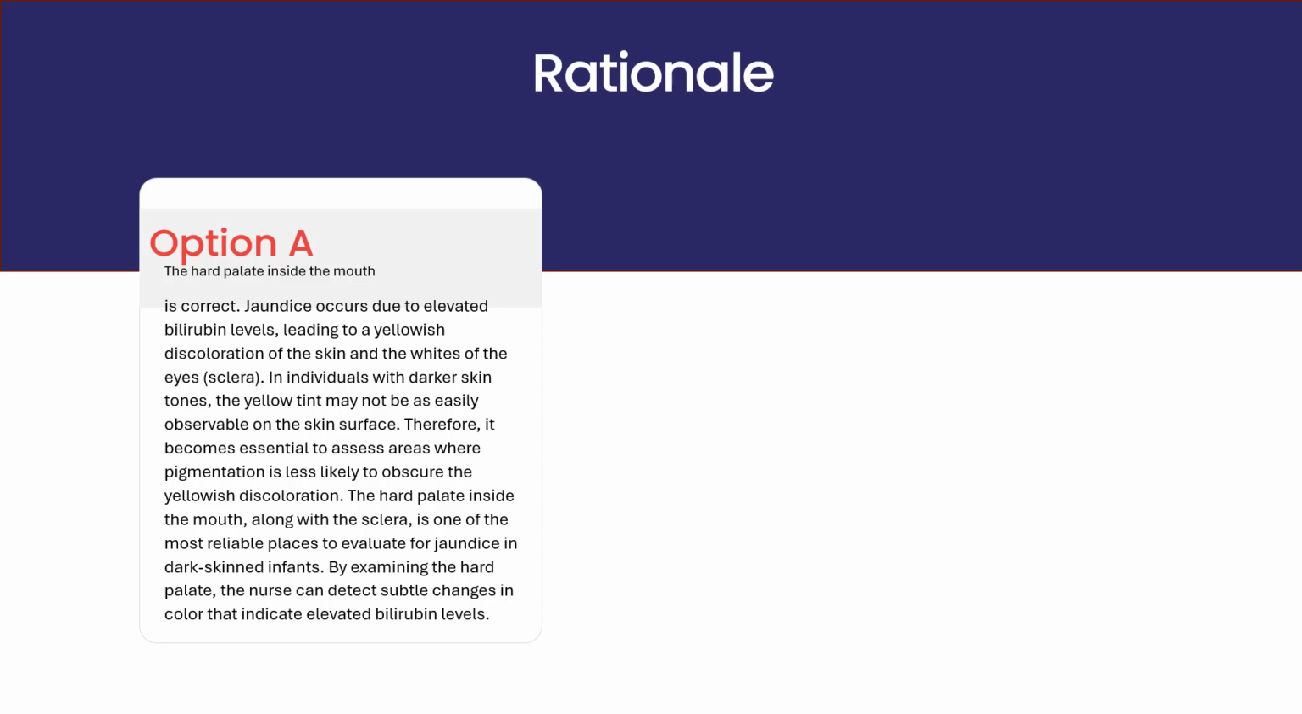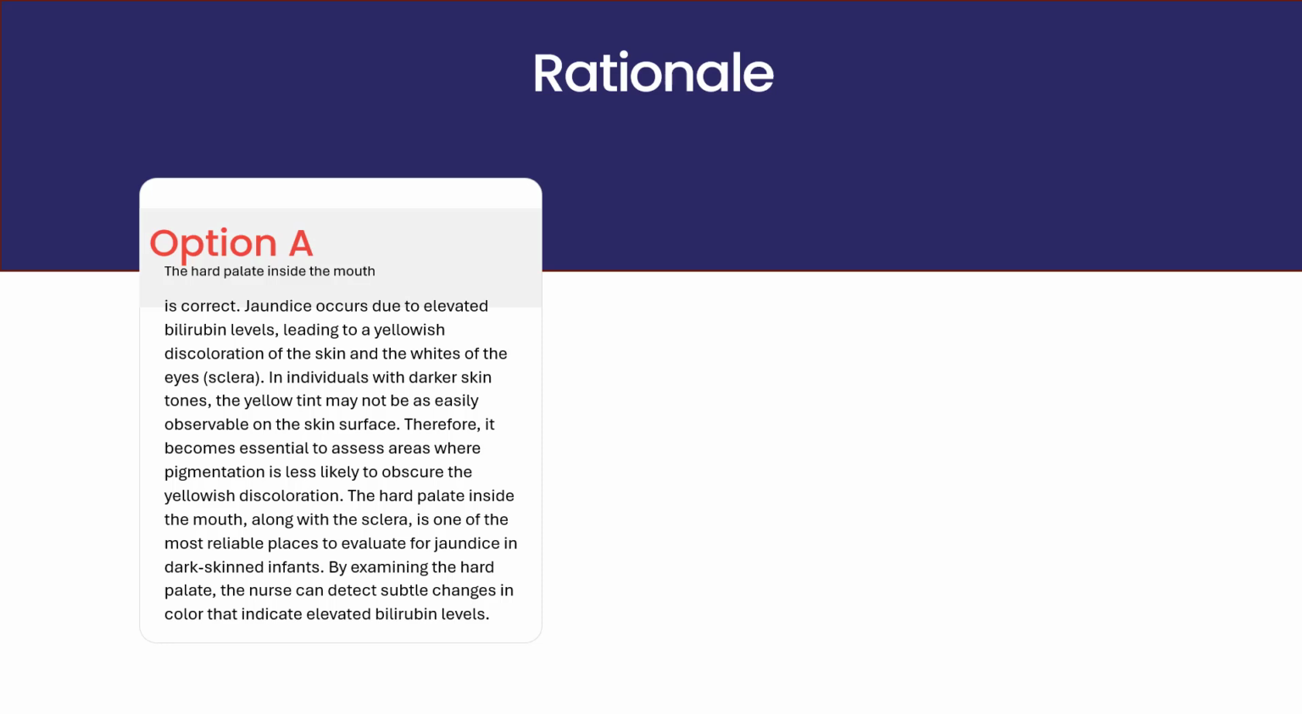Jaundice occurs due to elevated bilirubin levels, leading to a yellowish discoloration of the skin and the whites of the eyes, the sclera. In individuals with darker skin tones, the yellow tint may not be as easily observable on the skin surface. Therefore, it becomes essential to assess areas where pigmentation is less likely to obscure the yellowish discoloration.